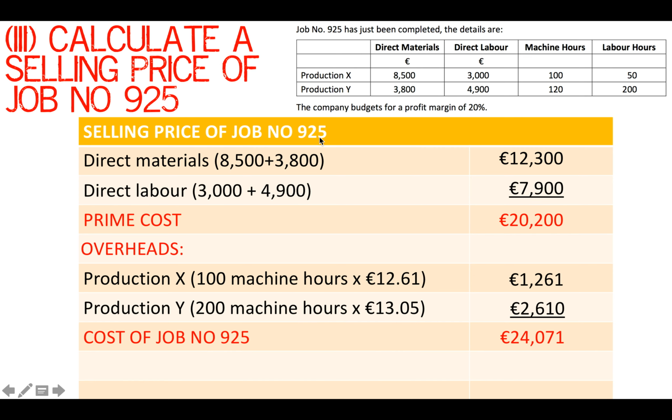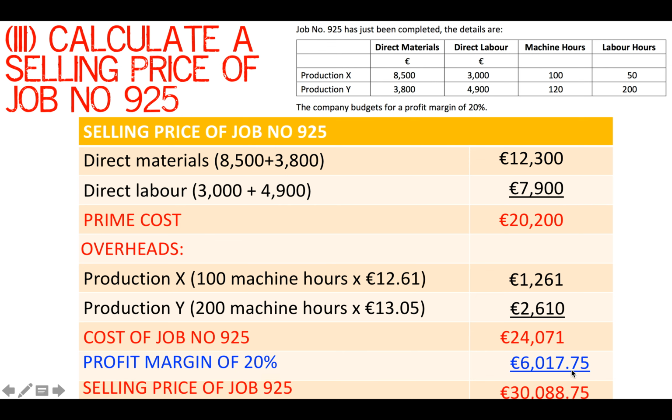Now, the company budgets for a profit margin of 20%. So therefore, the cost is 80%. So the profit margin of 20% is €6,017.75. So therefore, the selling price of job number 925 is €30,088.75.